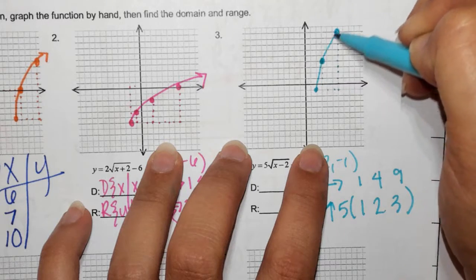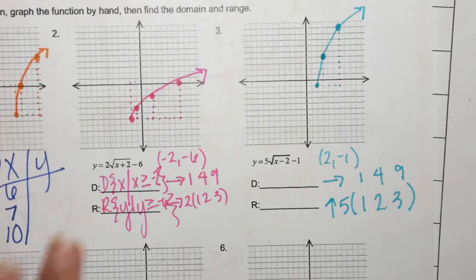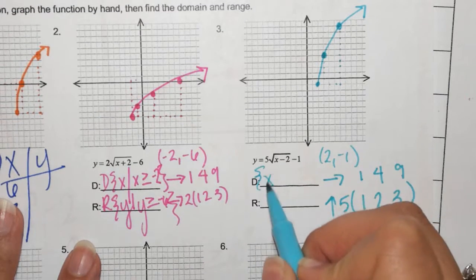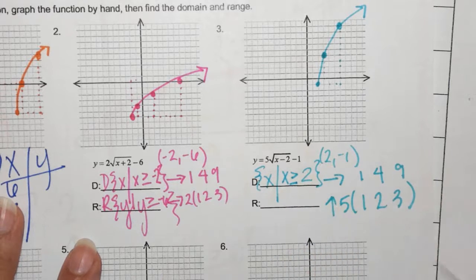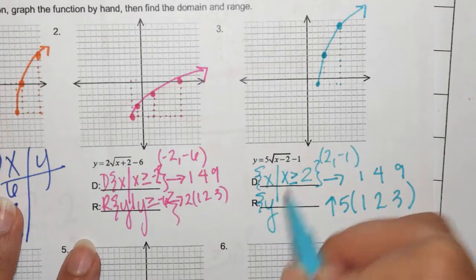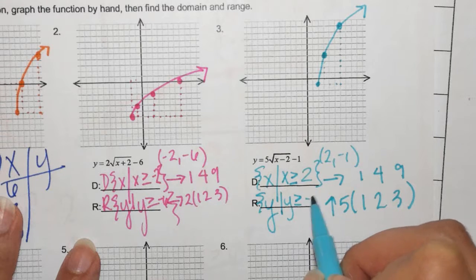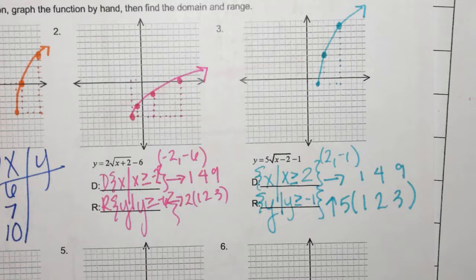And I can't go up anymore. So there we go. Can anybody besides those 3 tell me what my domain is? Awesome. Can anybody tell me what my range is? -1. Yes, perfect. All right, now do 4, 5, and 6 without me.